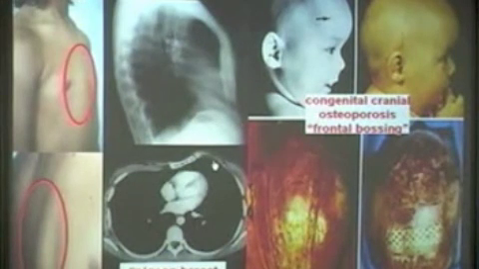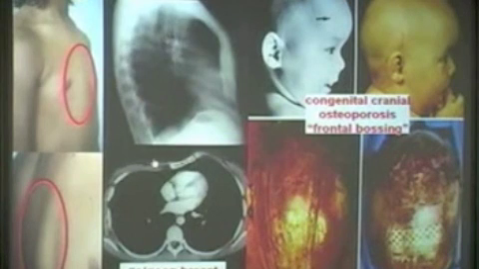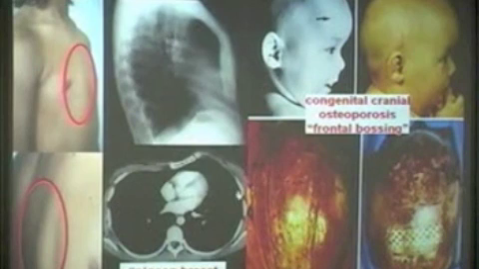Once again, here, oh, it's asymmetrical. How many sternums do you have? One. How about that? So is it going to be symmetrical? Absolutely not. Asymmetrical. Take a look at that. Here's frontal bossing. Sad.